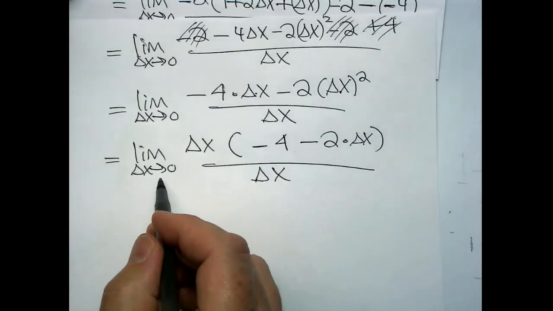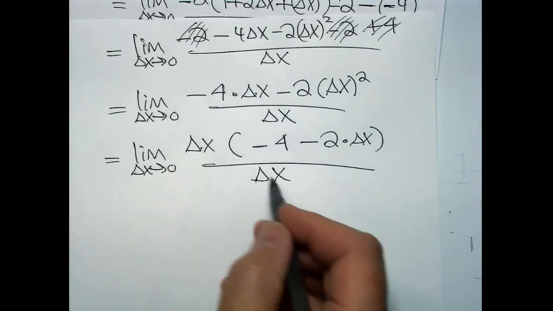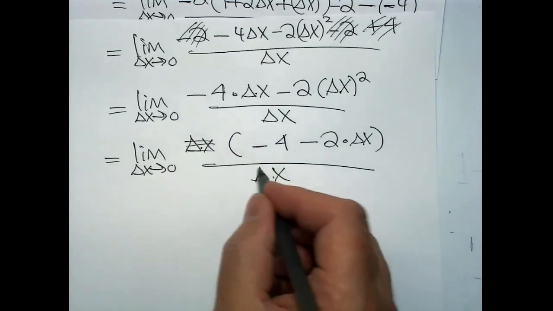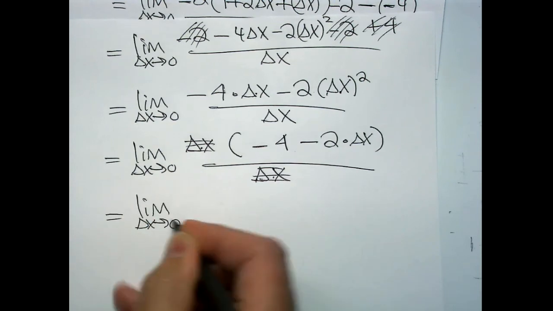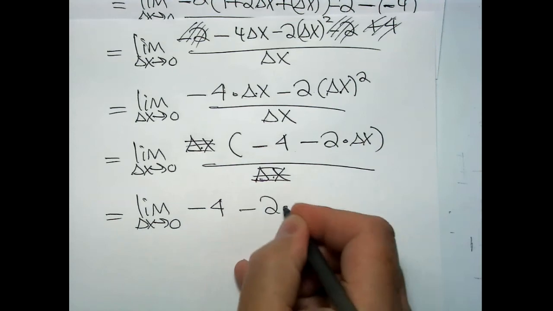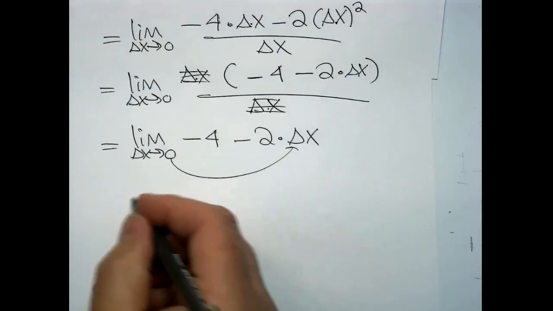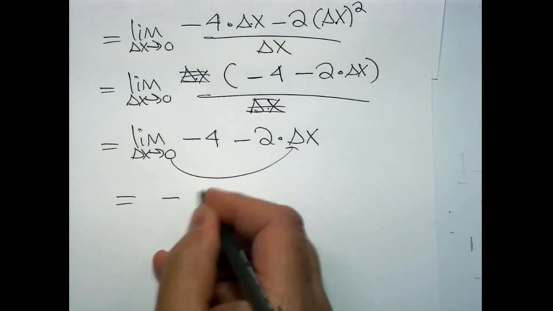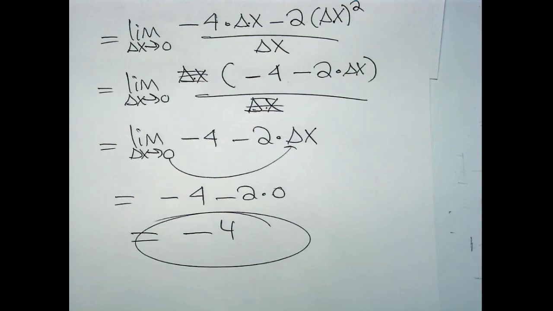Why are we getting 0 over 0 every time we compute this without a limit? Because this is 0, this is 0. By canceling out the offending factor, the limit then reveals itself. And the last step: now, and only now, can you set delta x to 0 and expect to get a result. Minus 4 minus 2 times 0, the slope is minus 4. So that's how you find the slope of a tangent line using this limit method.